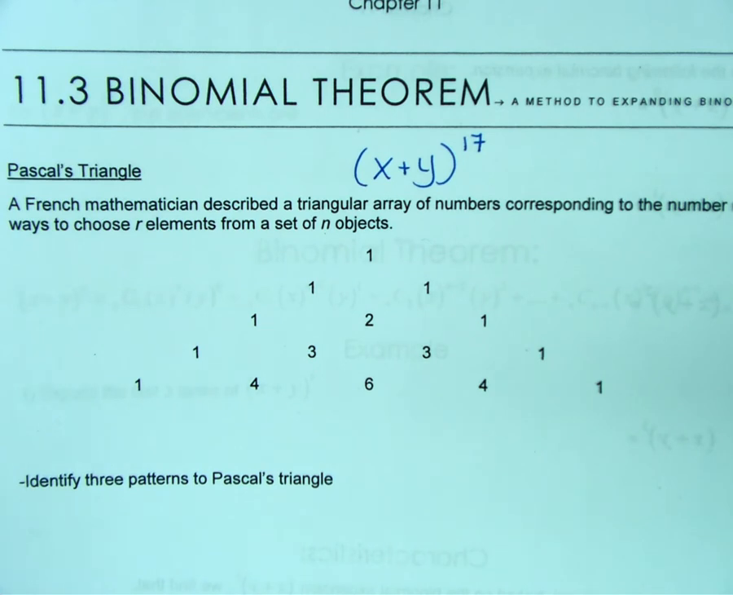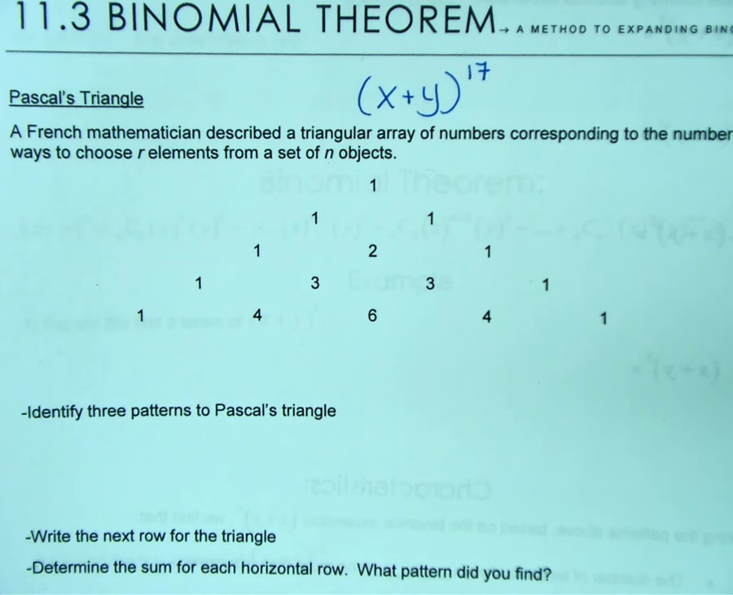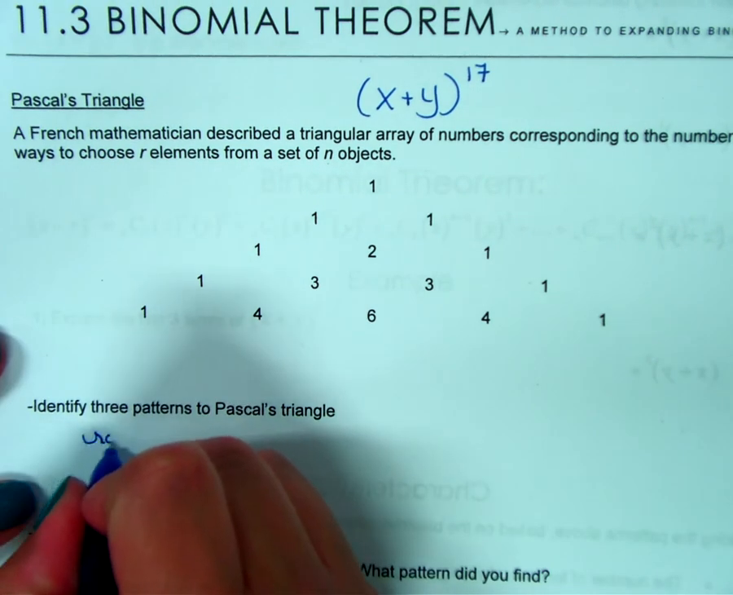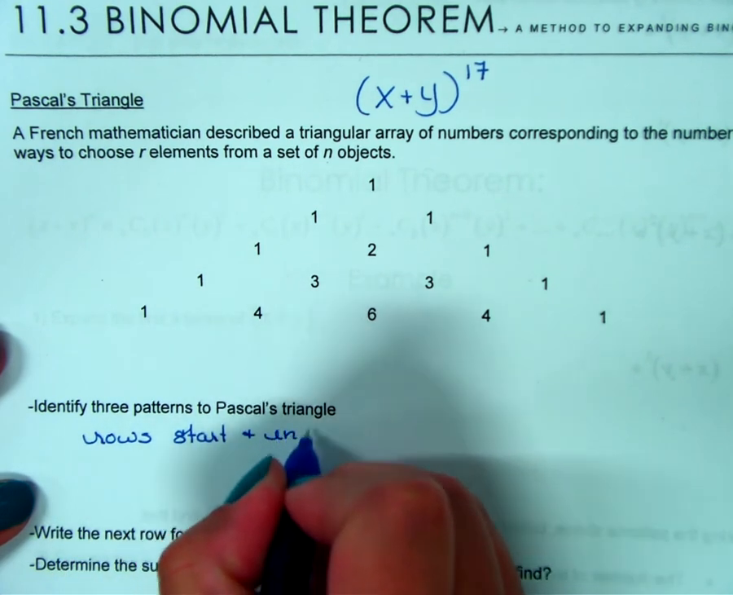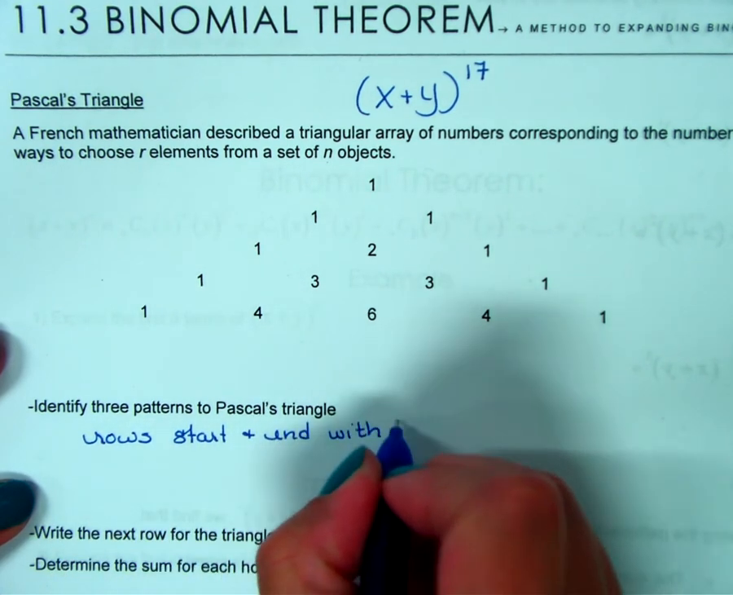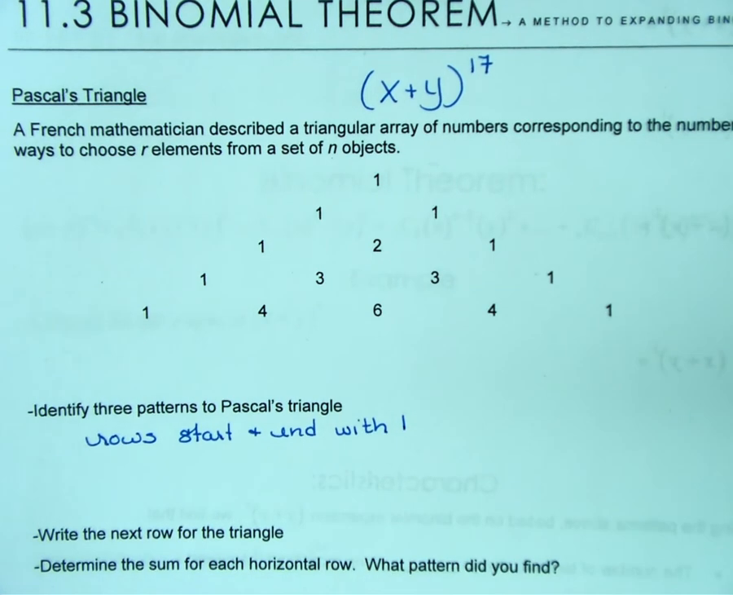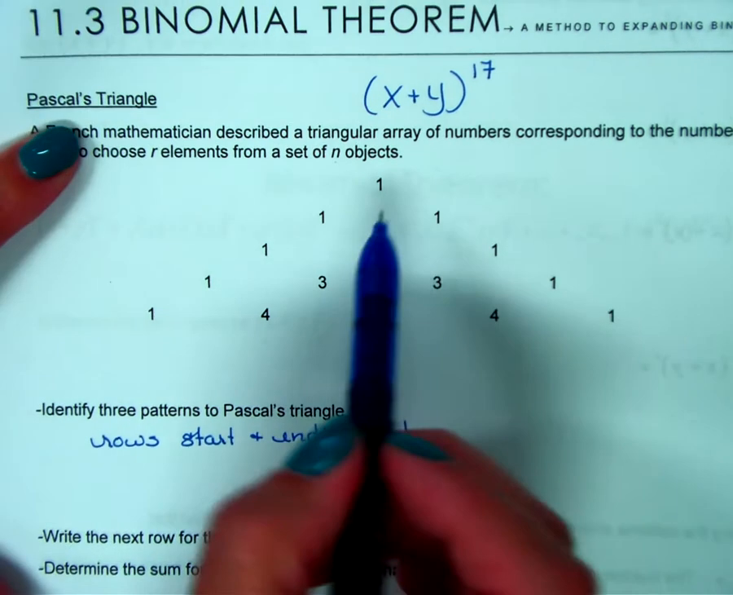Okay, so we talked a little bit about patterns yesterday, right? What's one pattern that we see? The ones. Every row starts with one and ends with one. So the middle numbers are increasing? Oh, okay, so this diagonal?